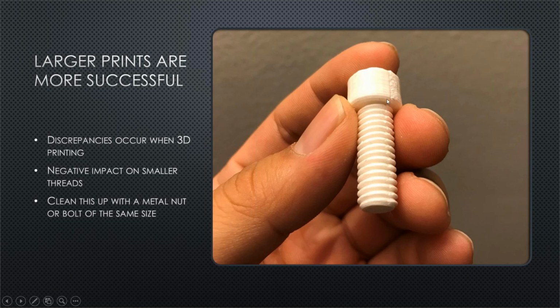A way to fix these discrepancies, on any 3D printed thread at all, is to clean it up with either a metal nut if it's a bolt like this, or a bolt if it's the female part of it that you need to clean up. So with a metal part, so that it cleans it up.